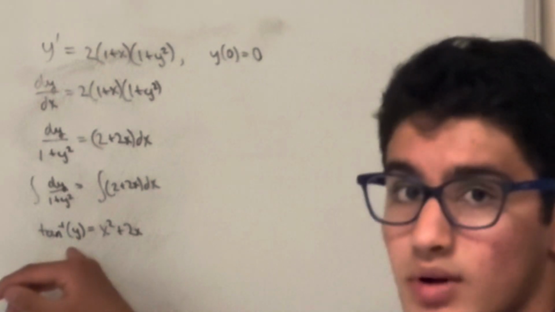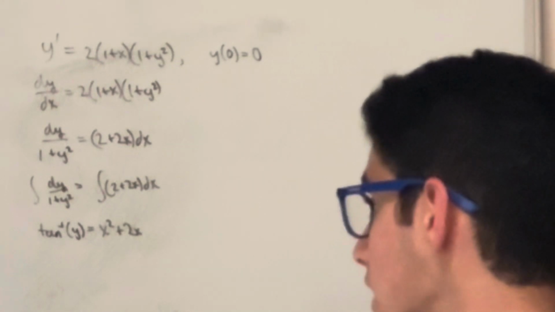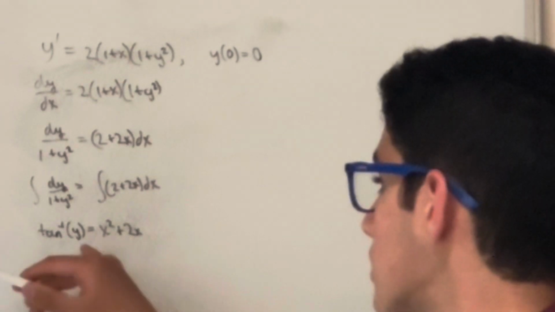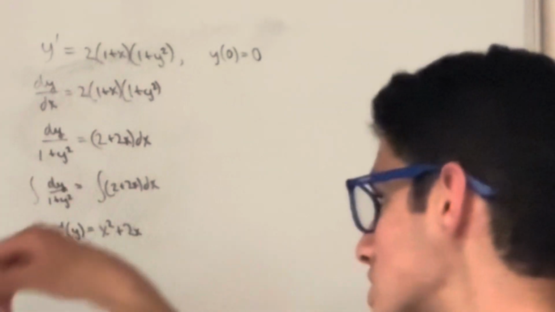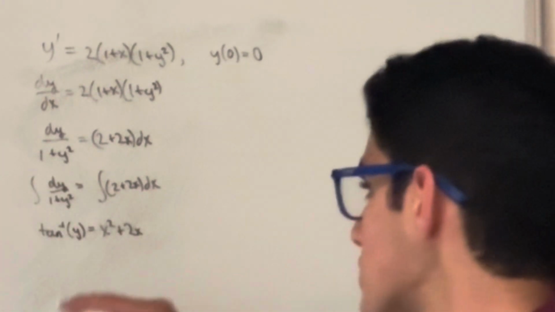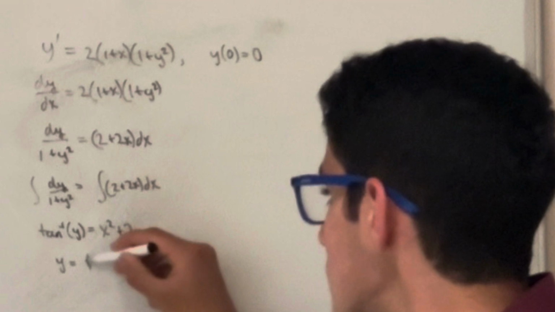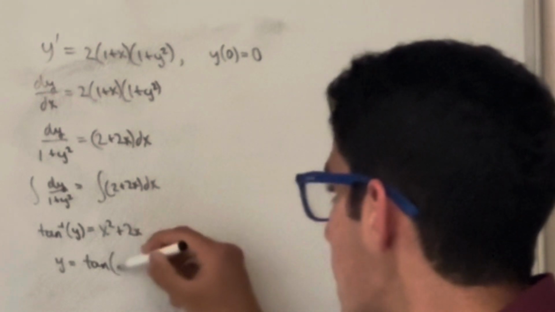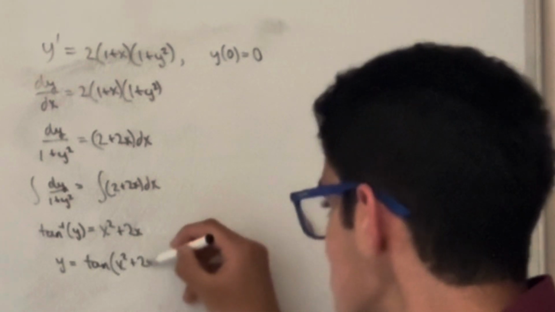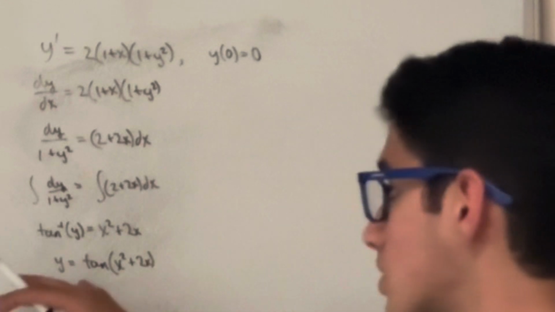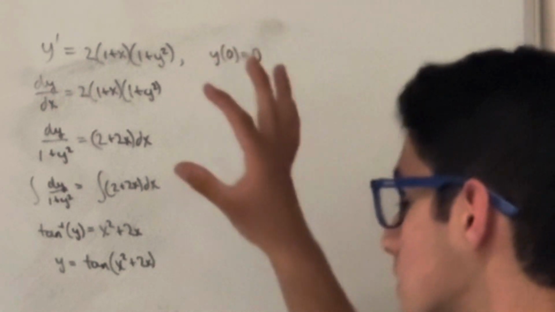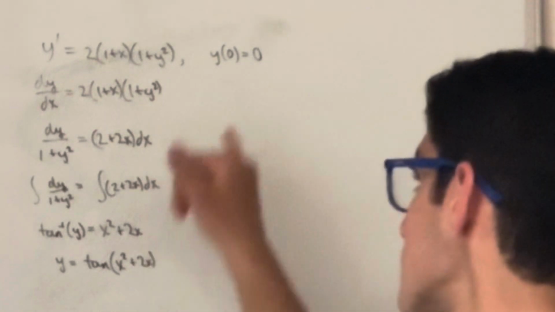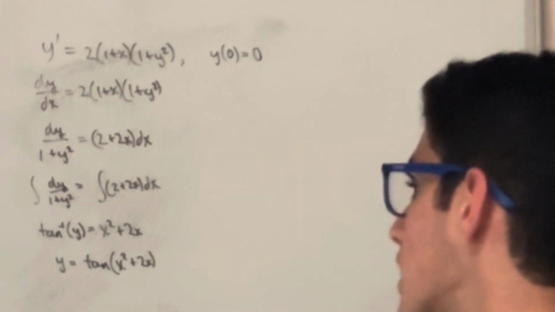Now we want to get it into an explicit function of y, right? And when you do that, how do we find that? Well, how do you reverse an inverse tan? You just take the tan. You take the tangent of both sides. You get y on the left hand side is equal to tan of (x squared plus 2x). So that's going to be y, right? That's our explicit solution, using our initial condition there.